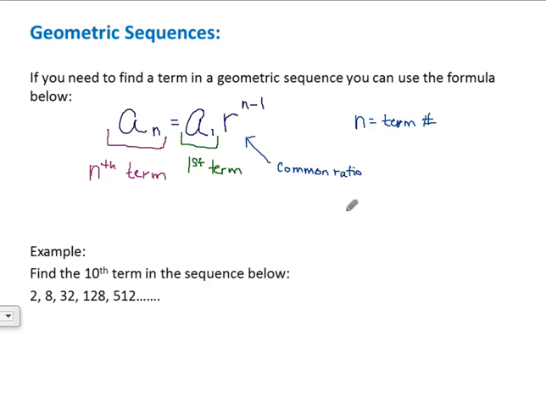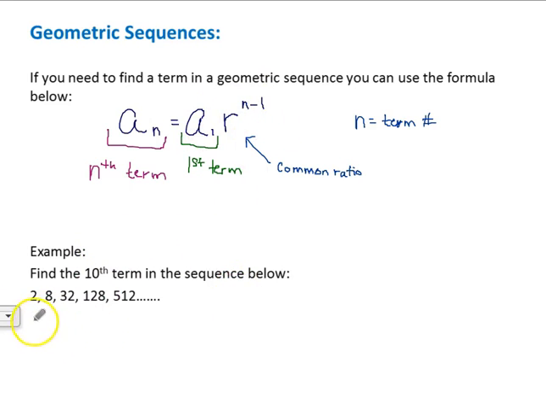So it always makes a lot more sense when we use it in an example. So let's do just that. We've got a geometric sequence: 2, 8, 32, 128, 512. We want to find the 10th term. So instead of finding the common ratio and multiplying it by each term till we hit the 10th term, which would take a long time, let's use this formula.